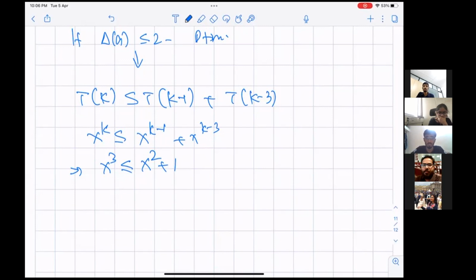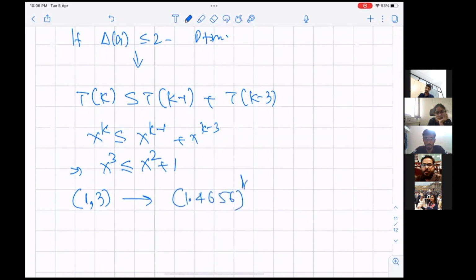I just use Mathematica or Wolfram Alpha, put in this recurrence, and it will solve it for you. But it is 1, 3 branching. Why is it called 1, 3 branching? Because in one branch k drops by 1, and in the other branch it drops by 3. So this solves to 1.4656, and hence the algorithm's running time is this.